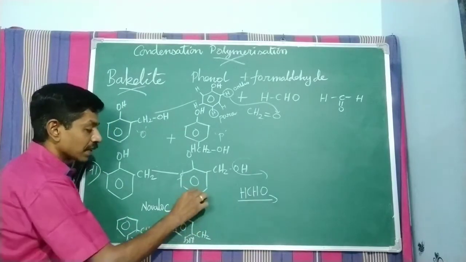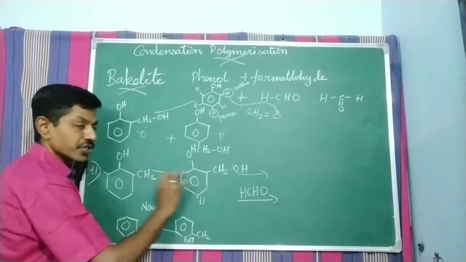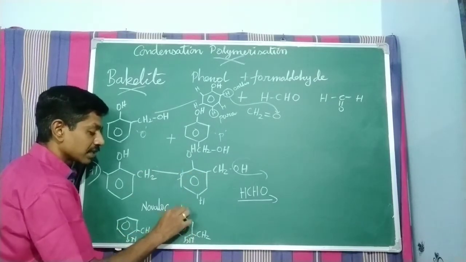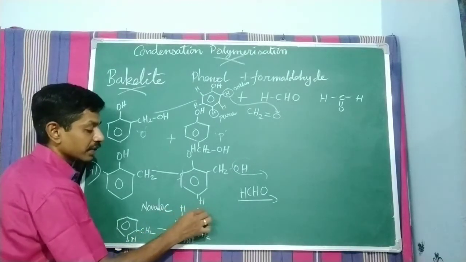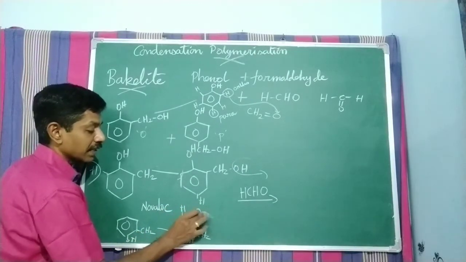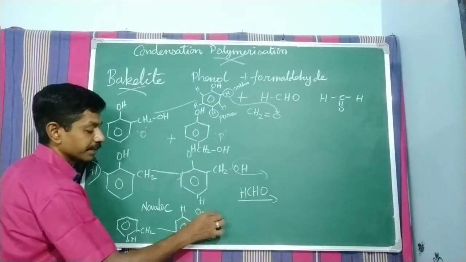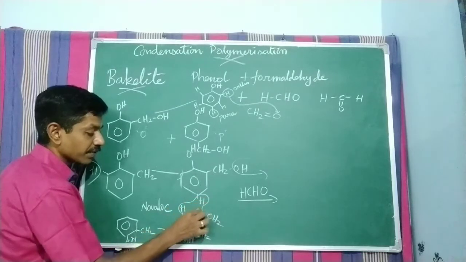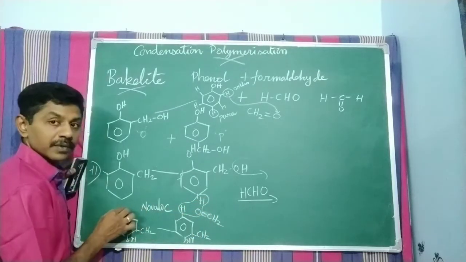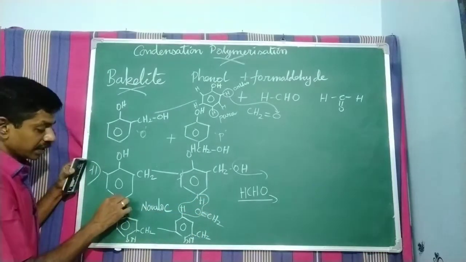How? This hydrogen on the benzene ring of the first chain and this hydrogen on the benzene ring of the second chain are going to react with this aldehyde group, that is, formaldehyde. Now what is going to happen? There will be loss of a molecule of water. Similarly here, it gets removed.